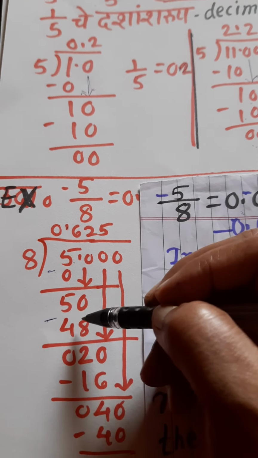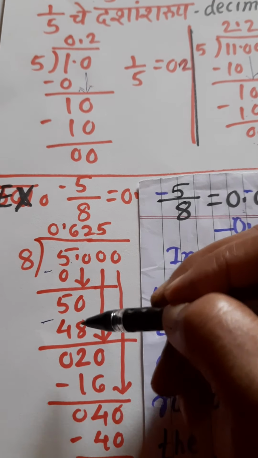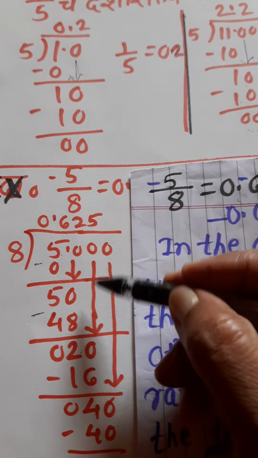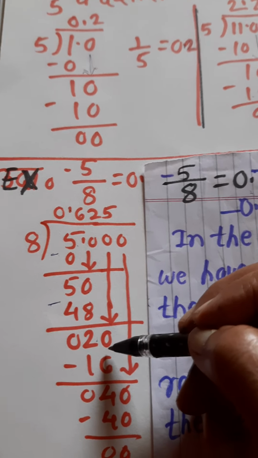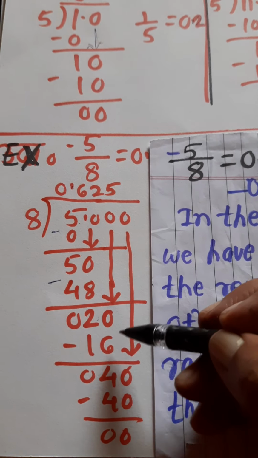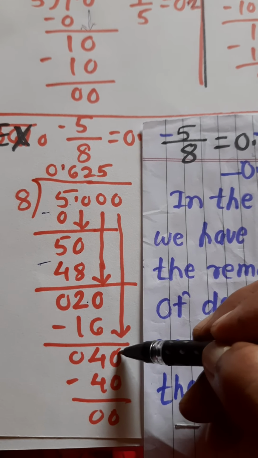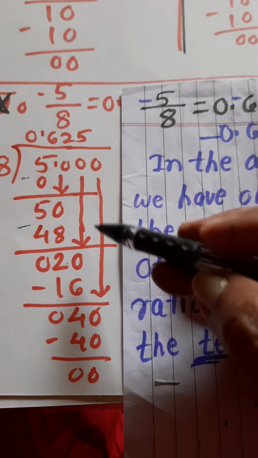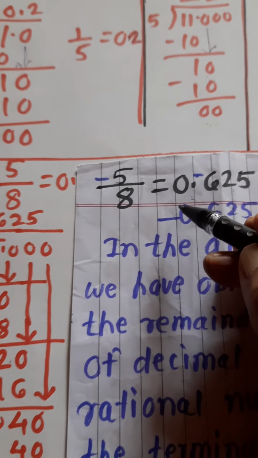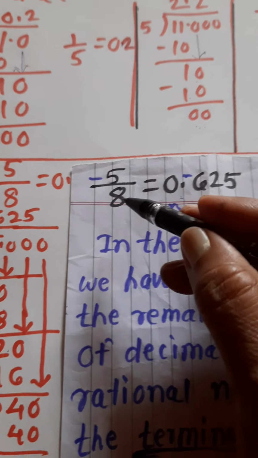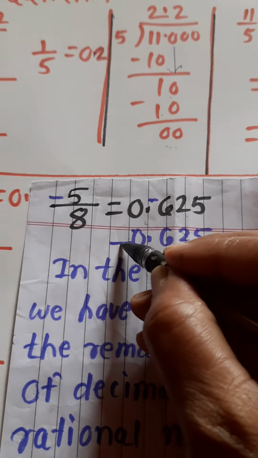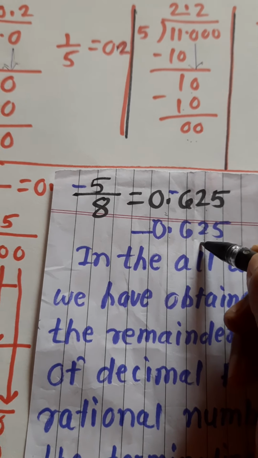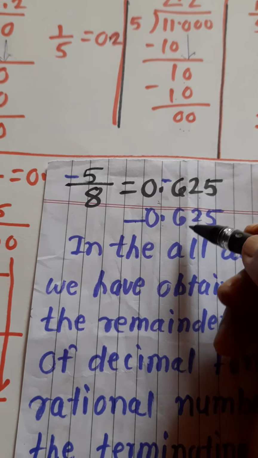8च्या पाड्यात 50पेक्षा लहान संख्या आहे. 8 सक 48, 50मधून 48 गेले, 2 राहिले. वरून 0 घ्या, 20पेक्षा लहान संख्या 8 दुनी 16. नंतर 20तून 16 गेले, 4 राहिले. 0 घेतल्यानंतर 8 पंचे 40. In this way we multiply and we get minus 5 upon 8 is equal to minus 0.625. This is the decimal form of the rational number.